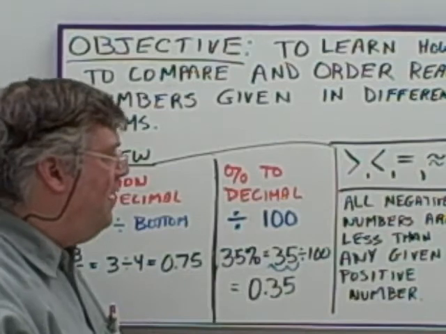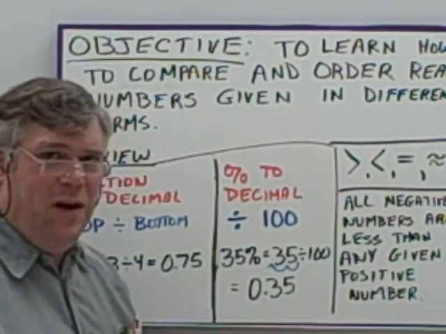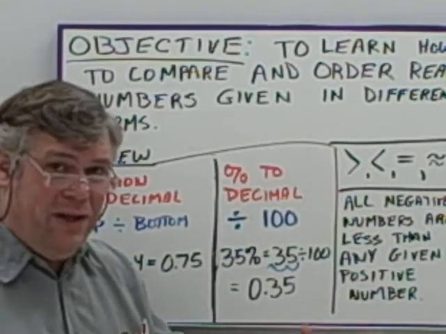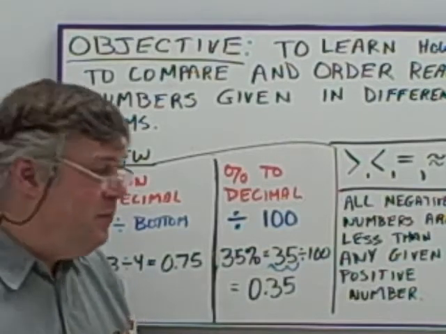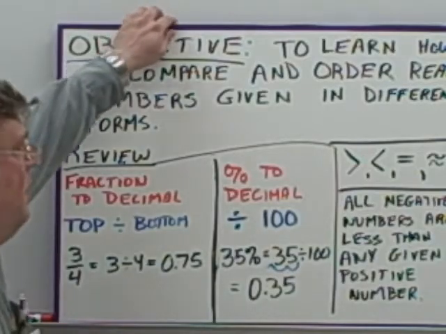All negative numbers are less than any given positive number. That's a property you should remember. Any negative number is going to be less than any positive number. Negative 1 billion is going to be less than 0.1. So please remember, any negative number is going to be less than any positive number.